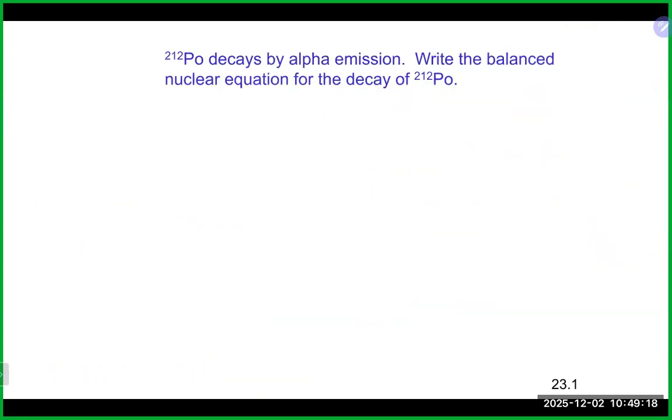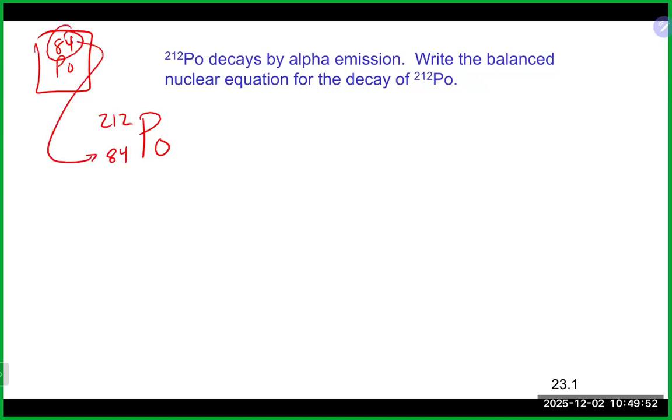So for example, if we look at this and we have Po-212, it decays through alpha emission. Write the balanced nuclear equation for this. So a couple of things we know is, first off, we would want to go to the periodic table and find our Po there, which is number 84, right? And because of that, that will tell us our missing atomic number, right? So that's our missing atomic number. Now, this goes through alpha emission, which basically means it gives off an alpha particle.